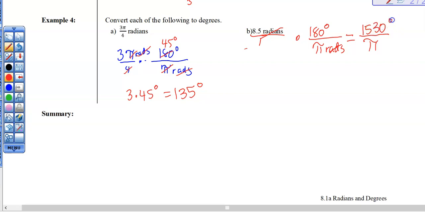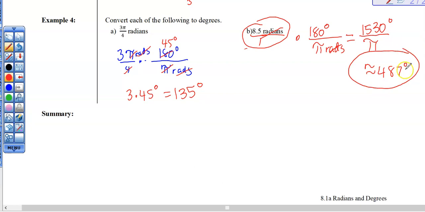1530 over pi degrees, which is approximately to the nearest degree 487. We'll try that again. 487 degrees approximately. So look at how little that is. 8.5 radians is a monster in degrees. Okay, so there you go.